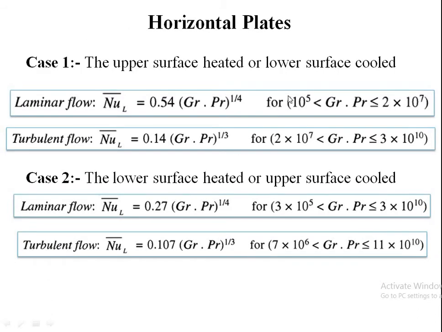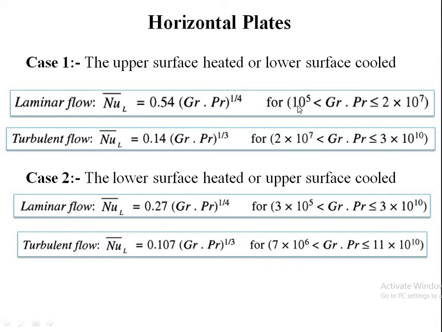Now the empirical relations for the horizontal plate. Here we have to consider two cases. Case number 1 is where the upper surface gets heated by a flowing fluid, or the lower surface gets cooled by a flowing fluid. In that case, we have to use these two correlations for the laminar flow and turbulent flow.